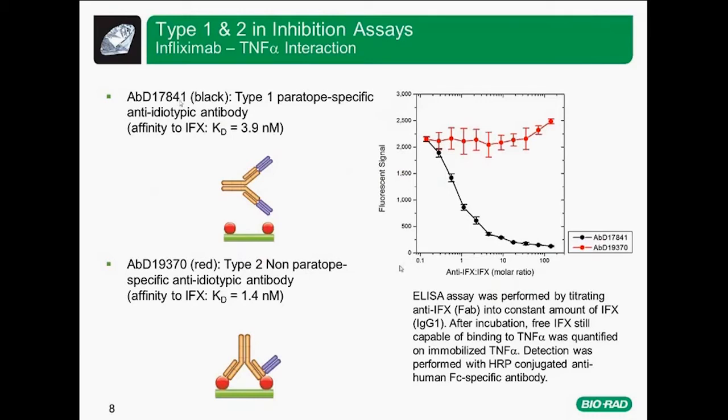And what is very apparent, I mean, the type 1 antibody, the ABD17841, can inhibit the binding of infliximab to TNF-alpha. While the type 2 antibody, the ABD19370, shown in red, does not influence the binding of the drug infliximab to TNF-alpha. So this one clearly must bind to an epitope outside the paratope region.